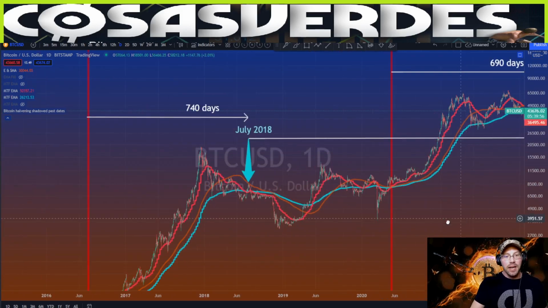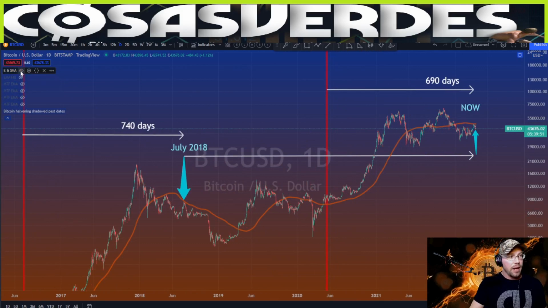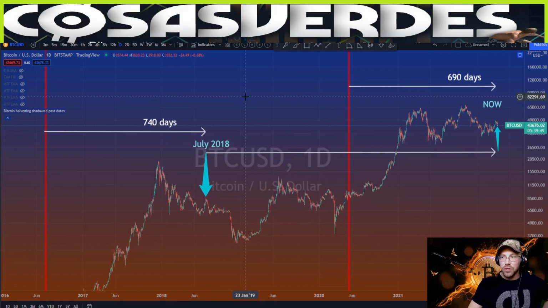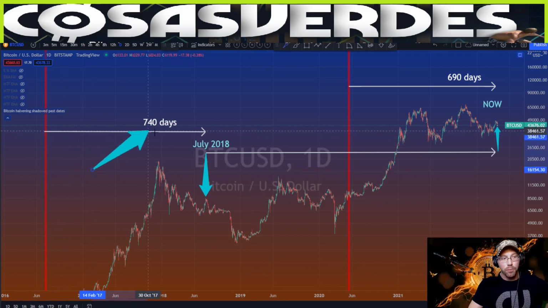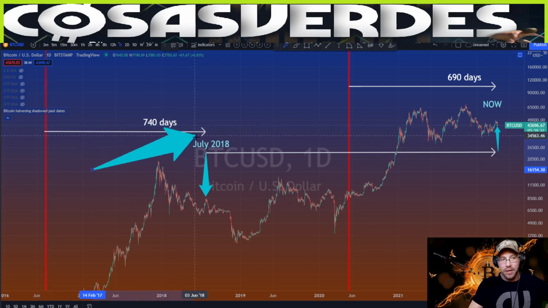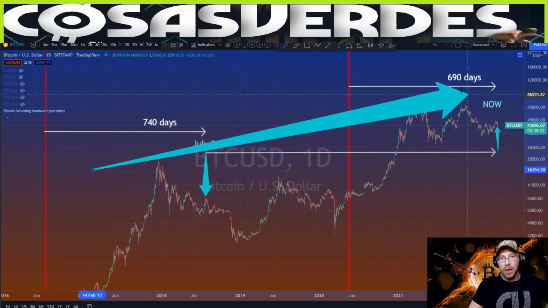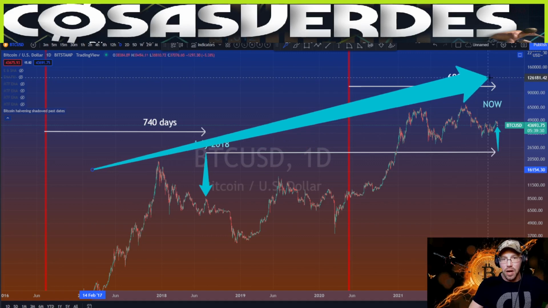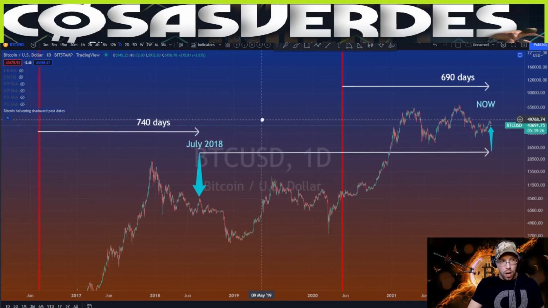Let's start dissecting what we're looking at. I will take off all these EMAs, and let's start off with these red vertical lines, which are the Bitcoin halving dates. The white line protruding out of it is a measurement of how many days from the previous Bitcoin halving. In this case, in July, this fractal happened about 740 days out. Current price is just under 700 days from the Bitcoin halving. So that is similarity number one.